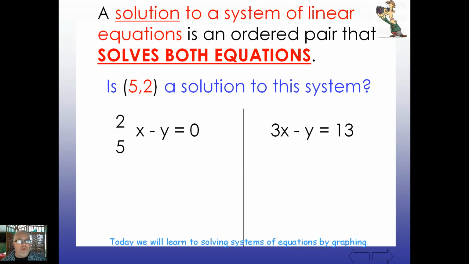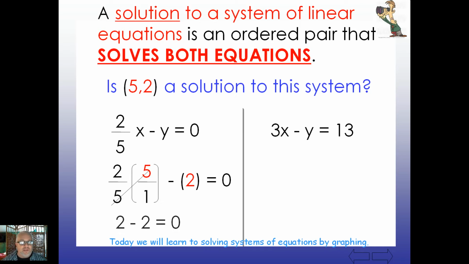So just taking them one at a time. From an ordered pair, the 5 is going to be x and the 2 is going to be y. Simply plug in what you know. Because I have 2/5 as a coefficient, I'm going to write the x as a fraction, so I'm going to have 5 over 1. These 5s will now cancel, and 2 minus 2 is indeed 0. So the ordered pair (5, 2) is going to work for the left-hand equation.